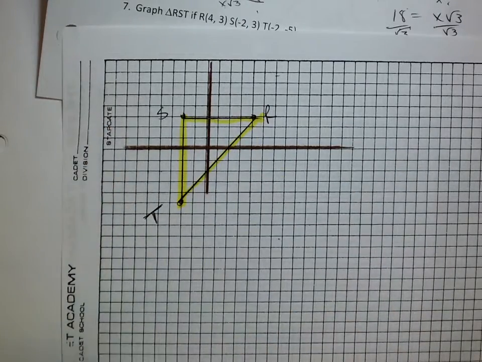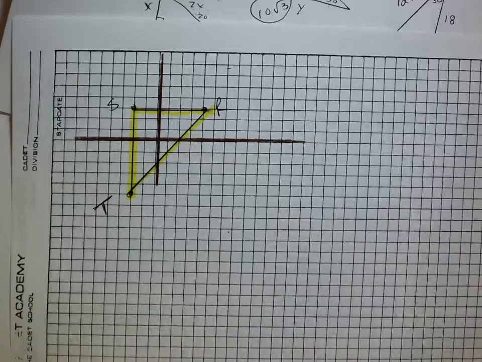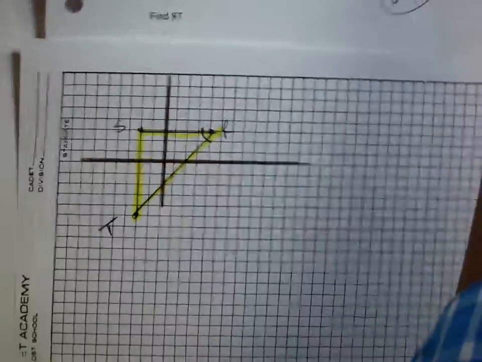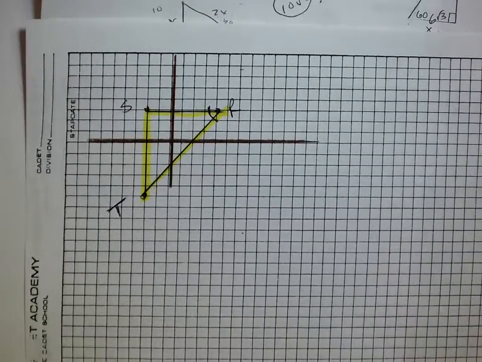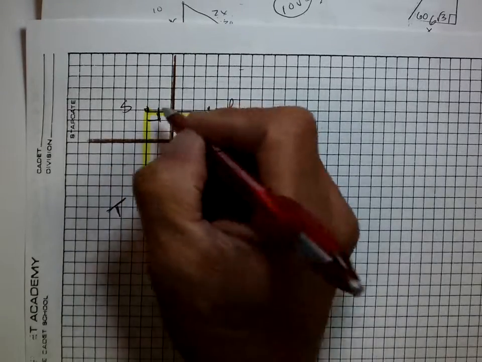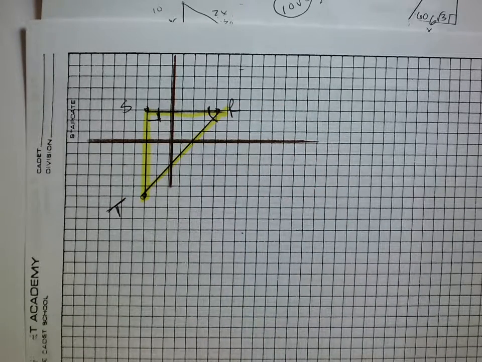And I want to find angle R, and I want to find TR. So first of all, just looking at it, seems like I don't know anything, but I do. I know some very important things. I know that this is 90. You guys agree with that? I know that's 90. I also know the lengths.